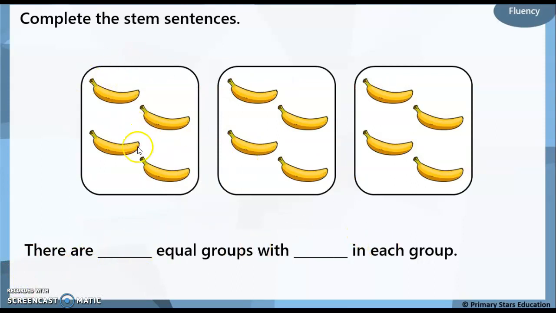We've got bananas. How many groups are there? 1, 2, 3 in each group. We're not going to count in 1s, we can count in 2s to help us. 2, 4, 2, 4, 2, 4. So they are all equal. There are 3 equal groups with 4 in each group.